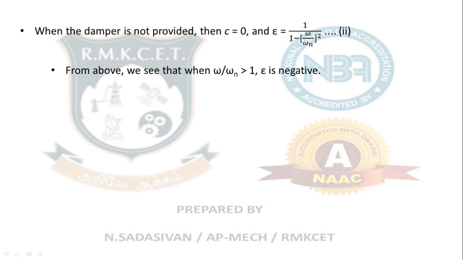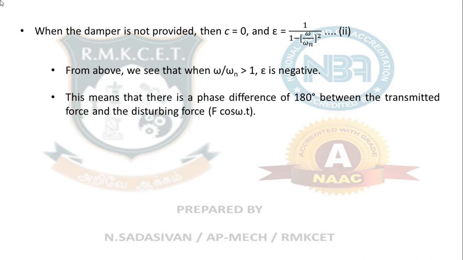Negative epsilon, if you take a literal meaning, means that some force comes from the foundation to your machine without even applying force. That is not the actual way to interpret it. Negative epsilon means there is a phase difference of 180 degrees between the transmitted force and the disturbing force. That is the meaning of this negative. So if you apply a force in a perpendicular direction, it is getting transmitted in a different direction. That is the meaning of negative force.